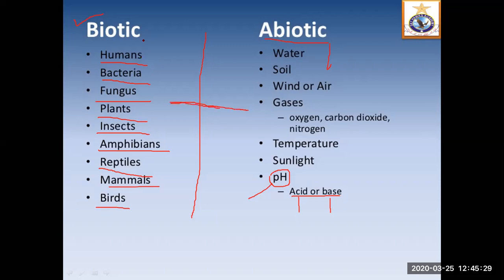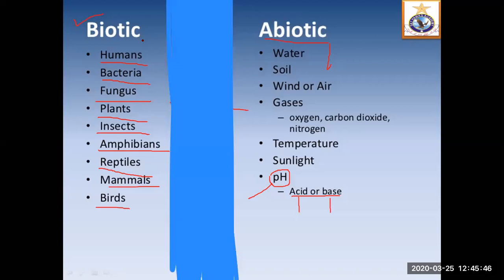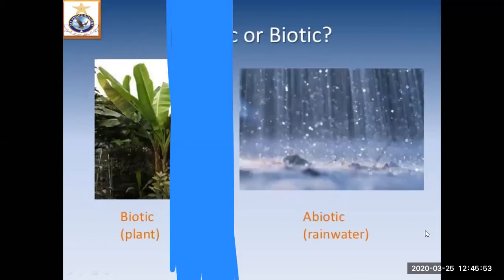So anybody can ask what are those factors which are the components of the ecosystem. In this way we can categorize them into two categories, biotic and abiotic factors. So this is all about the components of an ecosystem. Now let's see the next one.